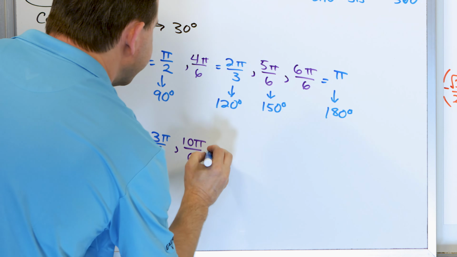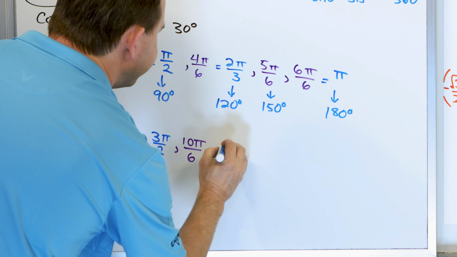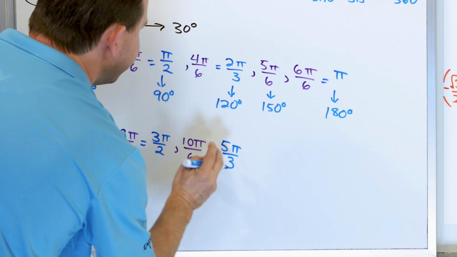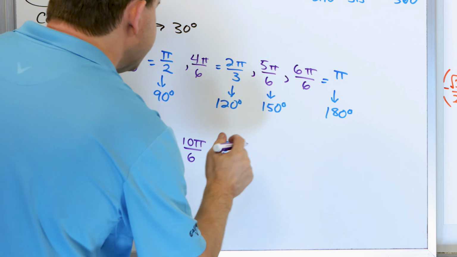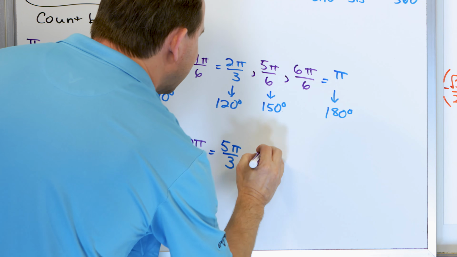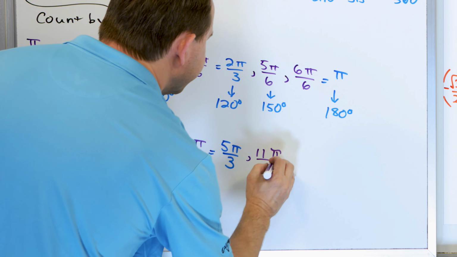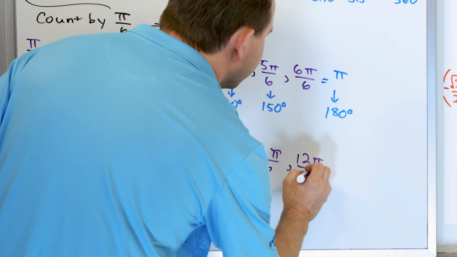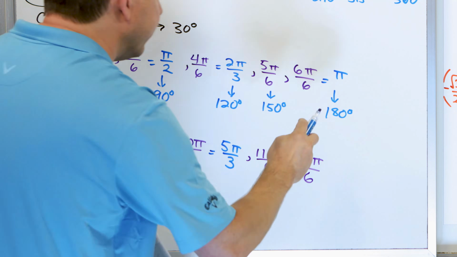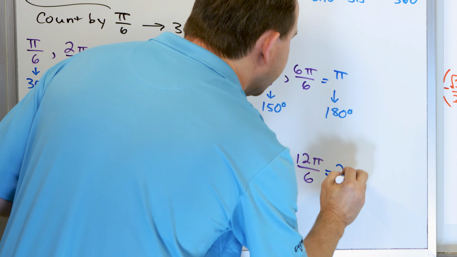10 pi over 6 we can divide by 2, so it'll be 5 pi over 3. Divide top and bottom by 2, and that's what we get there, 5 pi over 3. Then that's 10 pi over 6. Now we have 11 pi over 6, which doesn't really reduce. And then we have finally 12 pi over 6, and because 12 divided by 6 gives you 2, you have 2 pi right here.